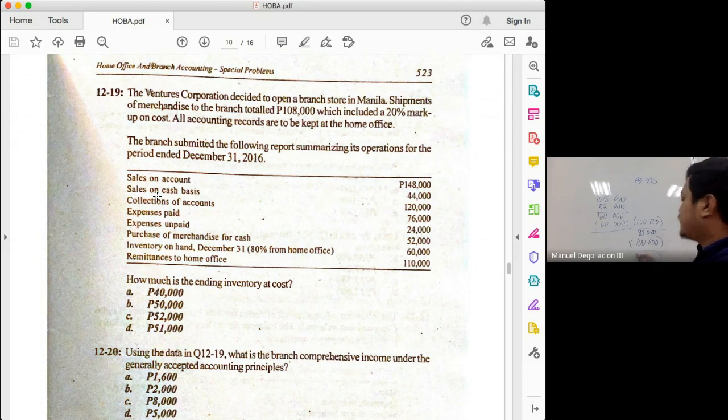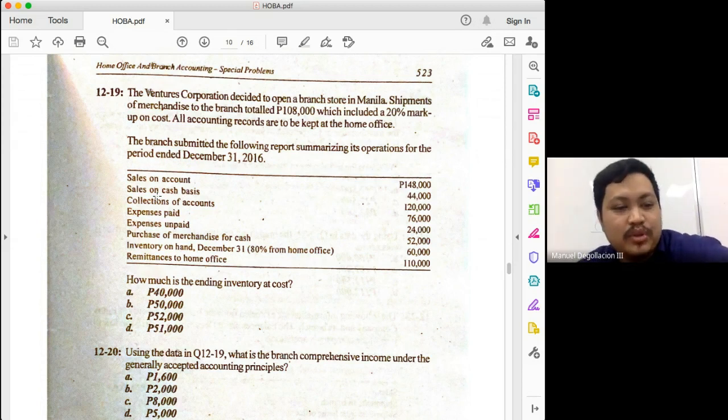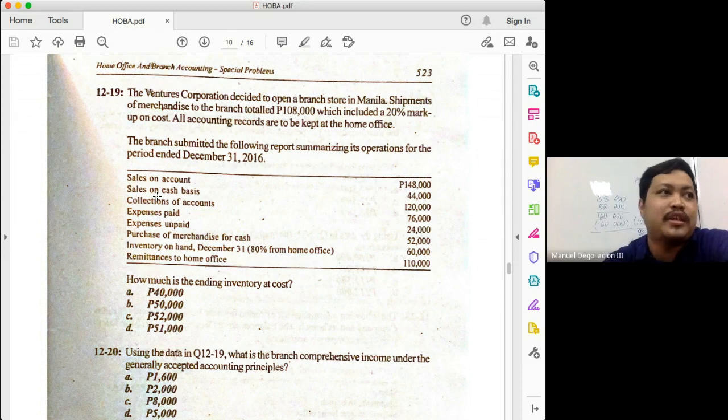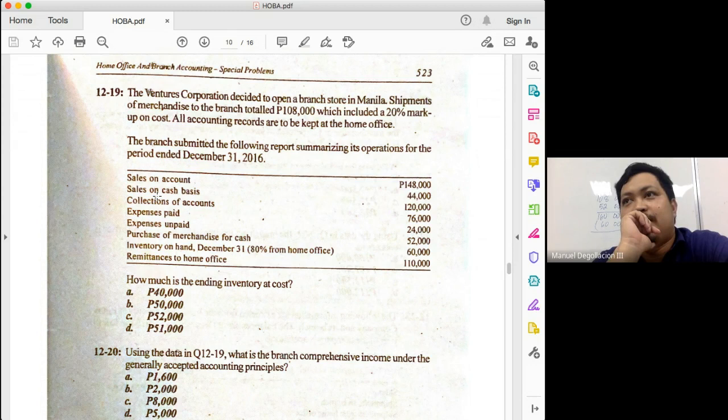Okay? But this is not the answer because what is asked in problem 12-20 is the true branch profit. Since it is based on generally accepted accounting principles, we should be using the true cost. And again, as what we've discussed, how do you get the true branch profit, class? The profit reported by the branch plus what? The markup on the branch cost of goods sold.